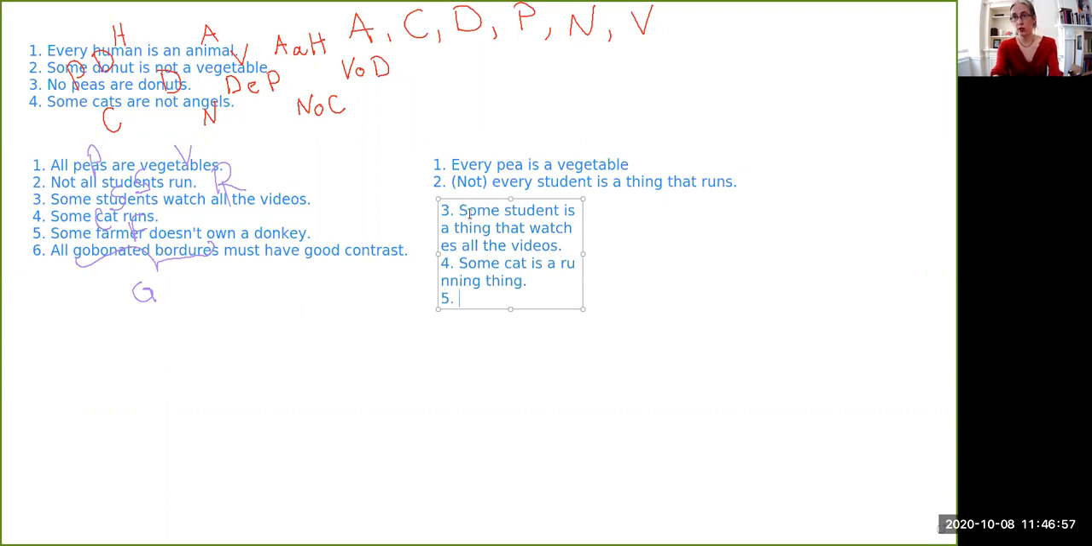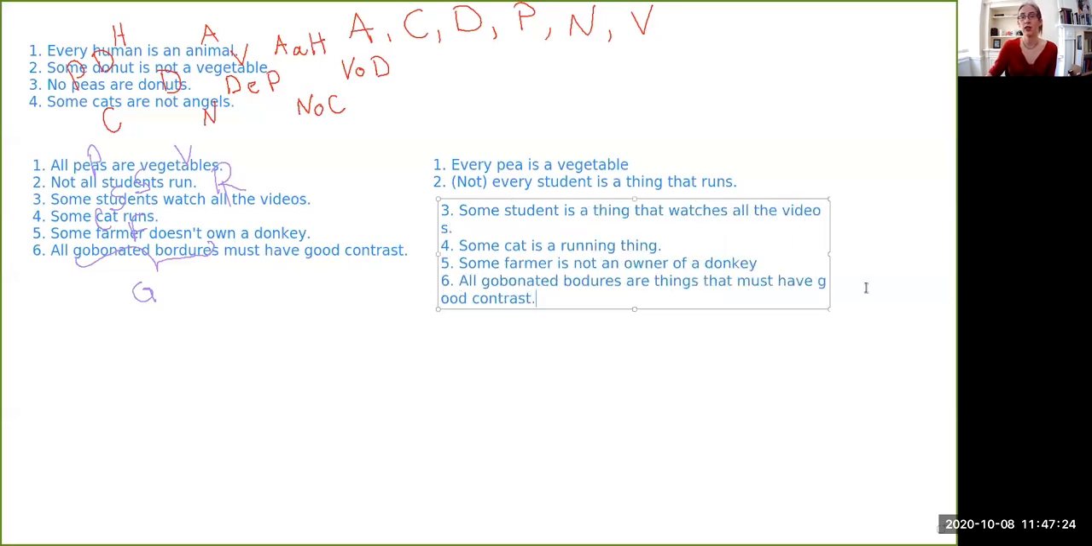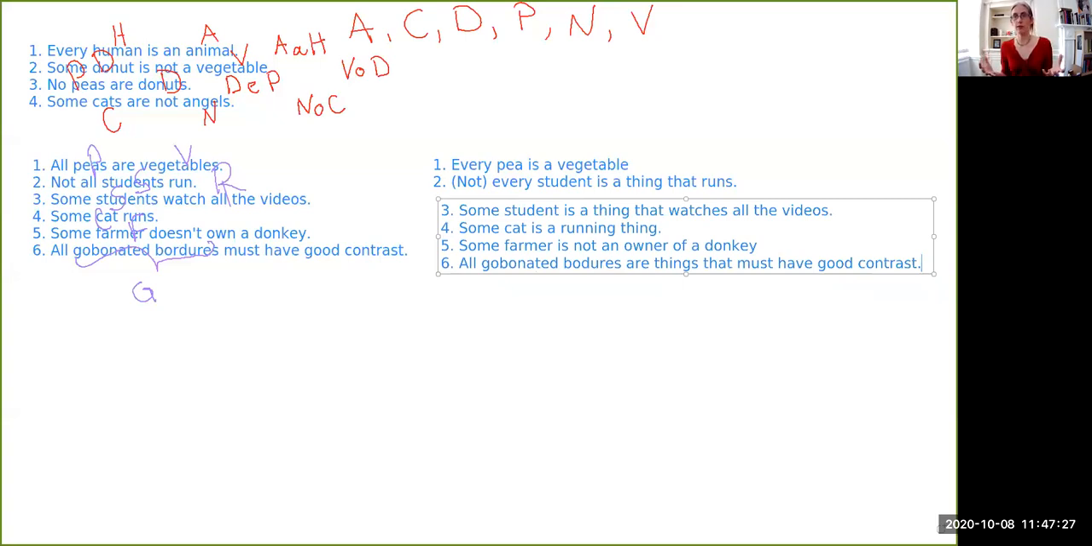Some farmer doesn't own a donkey. Some farmer is not a, well, we could say thing that owns a donkey, but perhaps somewhat nicer in English is just not an owner of a donkey. And then all gobbinated bordures are things that must have good contrasts. So anytime that you have a predicate or a verb in English that doesn't involve the being verb is, you can always substantivize it into a thing which is or a thing which does.